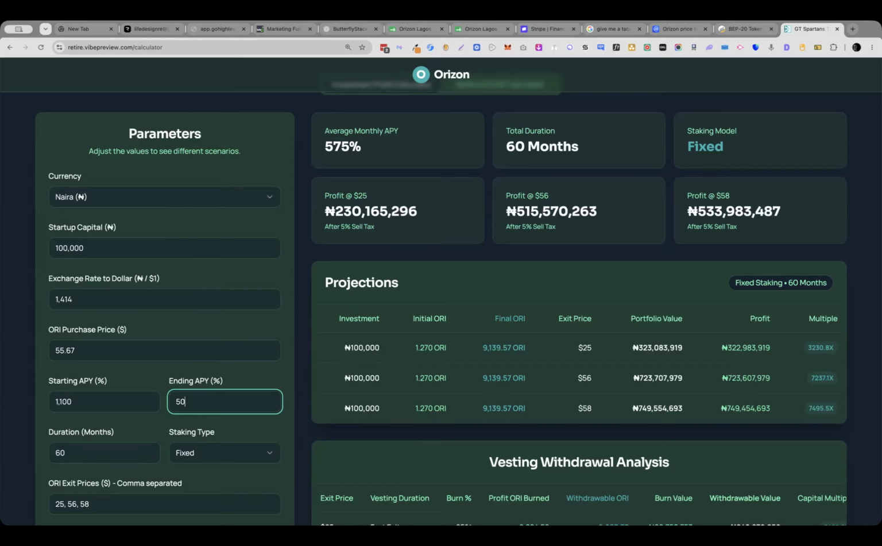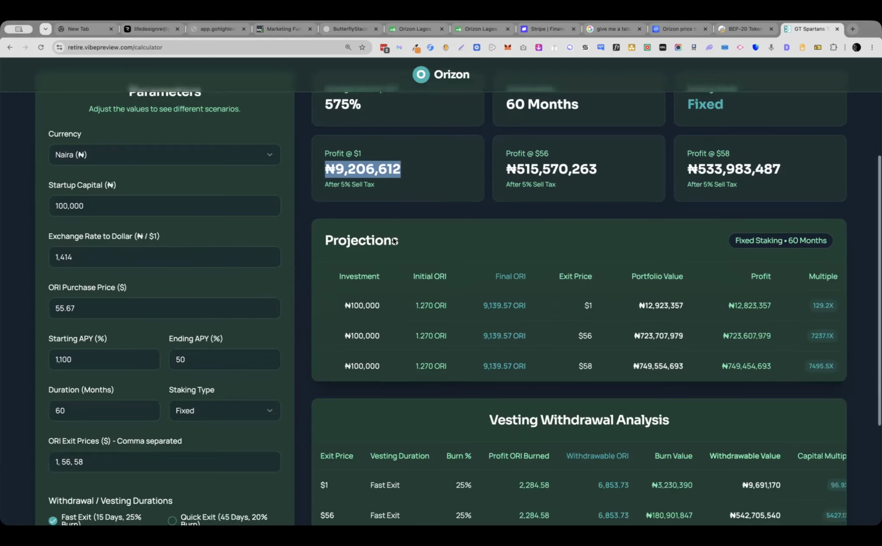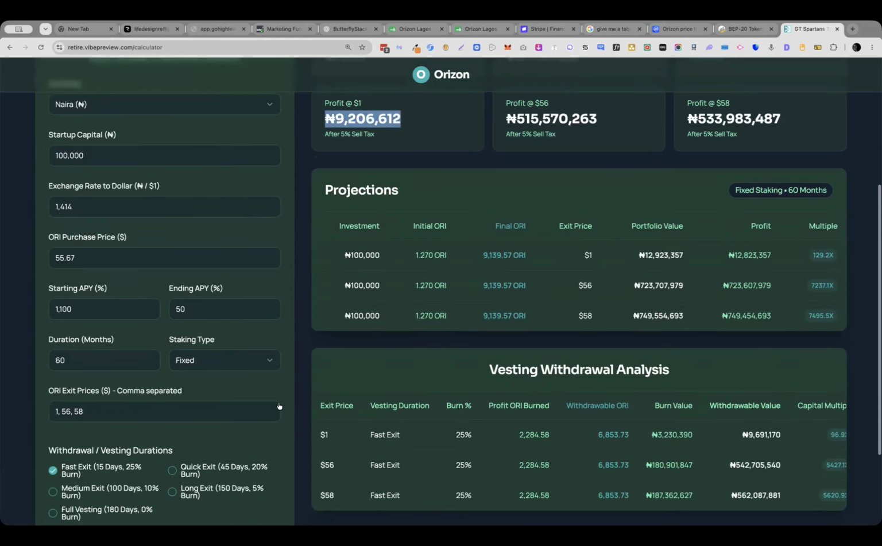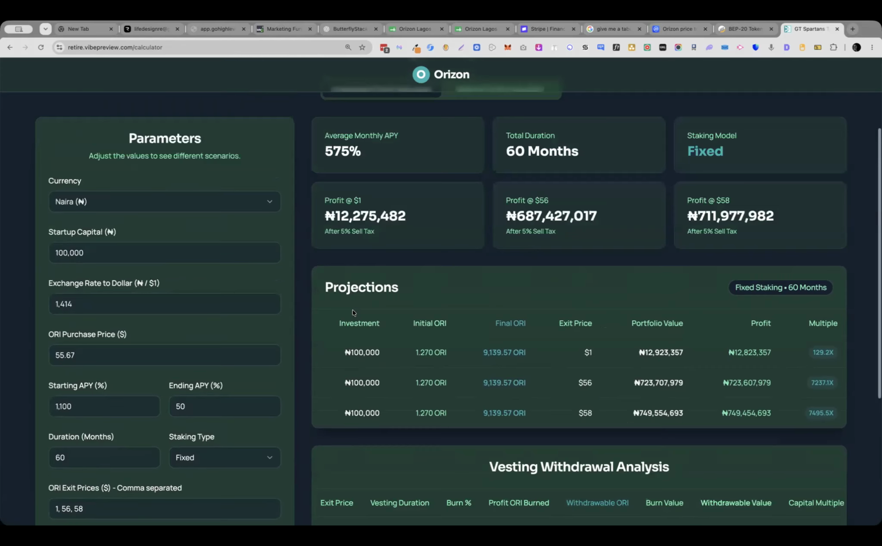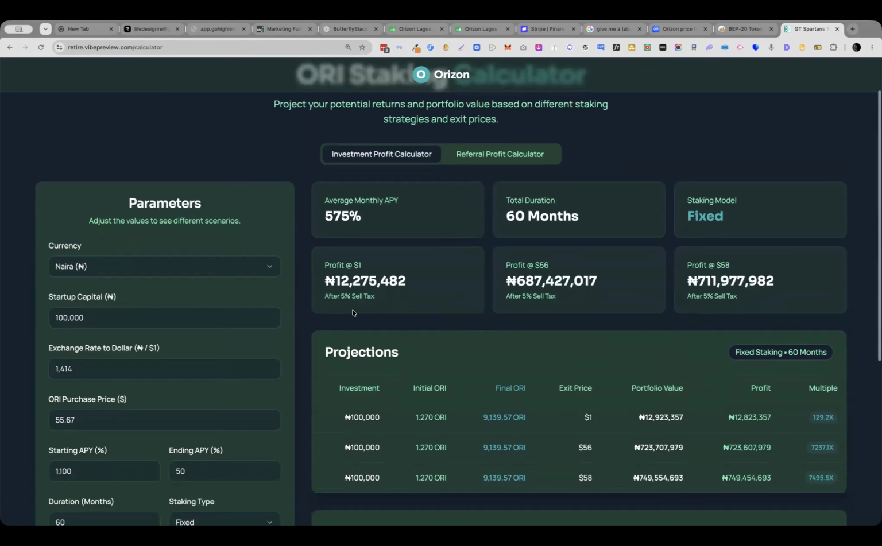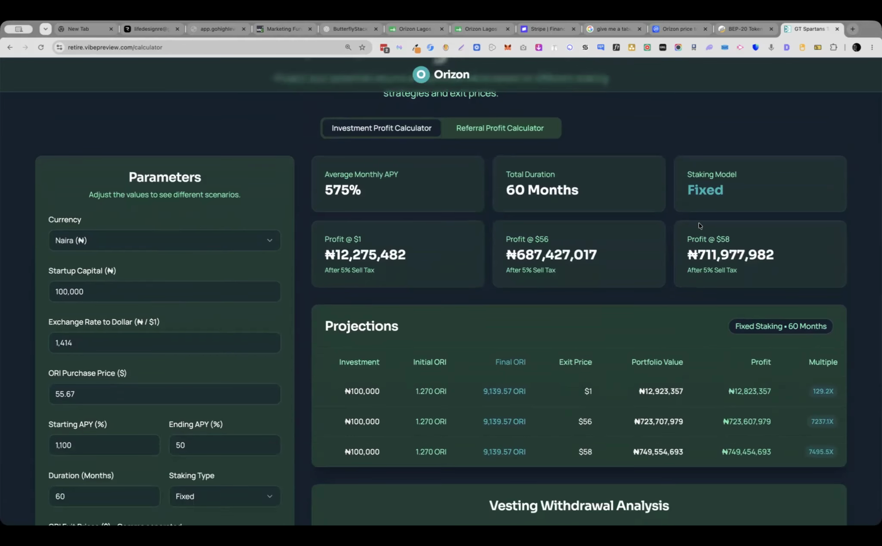Now, let me show you something. Let's say the price of the token crashes to $1, which is impossible, but let's just use it as a test case. You will still be making $9 million profit. By the way, this is not how much you really make. This is how much you make if you do 15 days vesting. If you do 180-day vesting to collect your full earning, this is how much you're looking at. Your 100,000 naira can become 700 million, 687 million.